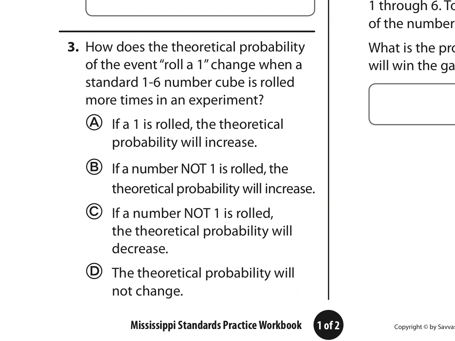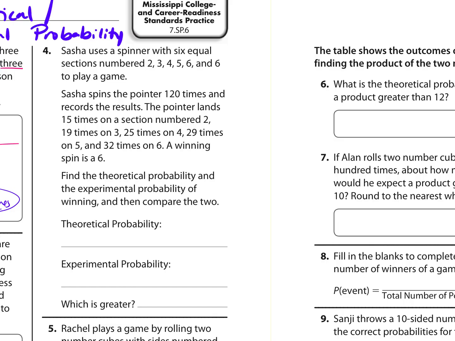Number 3, how does the theoretical probability of the event roll a 1 change when a standard 1 through 6 number cube is rolled more times in an experiment? Well, we're asking how the theoretical probability changes. It doesn't. Theoretical probability does not change. An experimental probability could, but not theoretical.